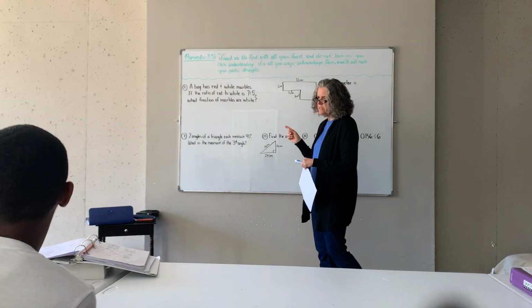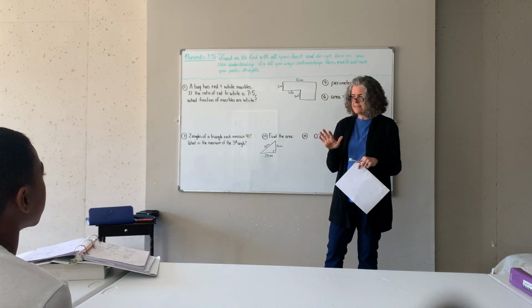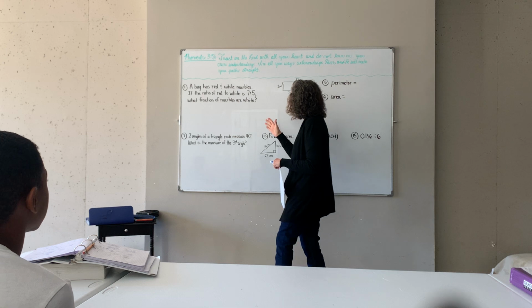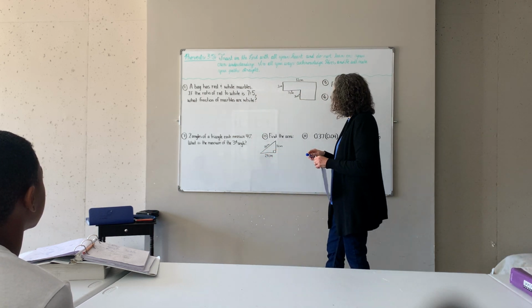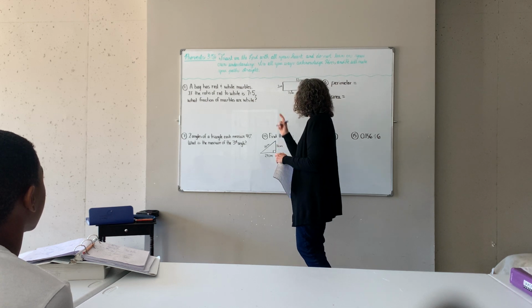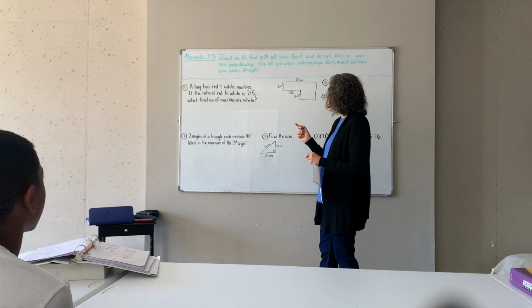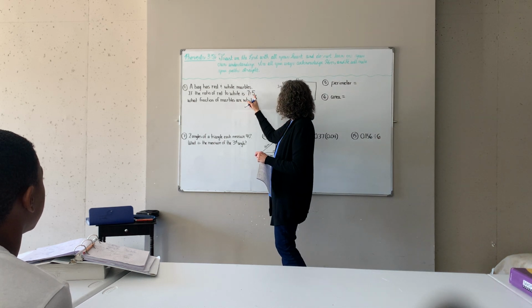All right, so for the first one, this is number 1 off of test 8. If you missed something on test 8, here you go. A bag has red and white marbles. If the ratio of red to white is 7 to 5, what fraction of the marbles are white? Well, how many of them are white in the ratio? 5. So it's 7 reds for every 5.